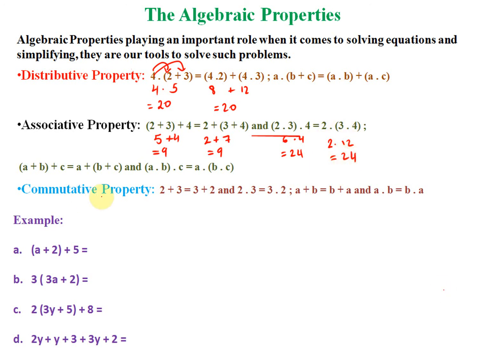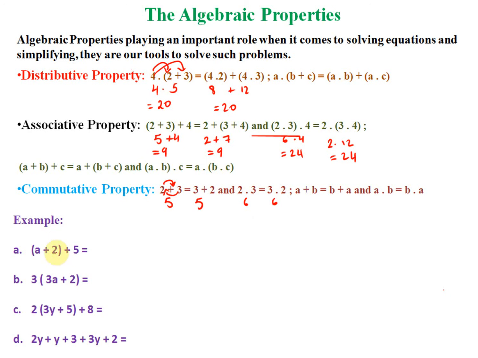Commutative property: you can multiply or add in any order you like, and the answer would be the same. For example, 2 plus 3 is equal to 5. Same if you switch them around, 3 plus 2 also is equal to 5. Same with 2 times 3, which is 6, and 3 times 2 is 6. Let's have a look at some examples.